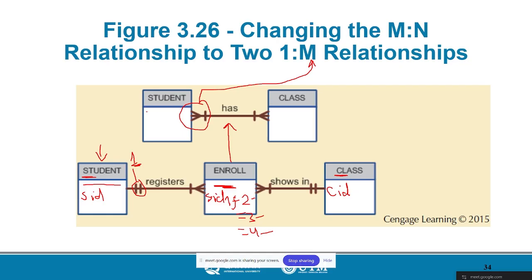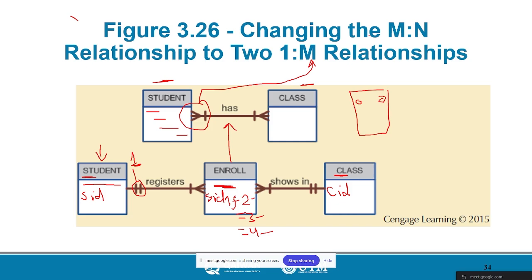However, how to solve it here? In relational, we cannot. But if we use a composite entity, we can do it this way. In this case, we had student, we had class. We will bring another table, this enroll, and we will have the ID of each table in this table. This is how we will fix the M to N or many-to-many relationships.